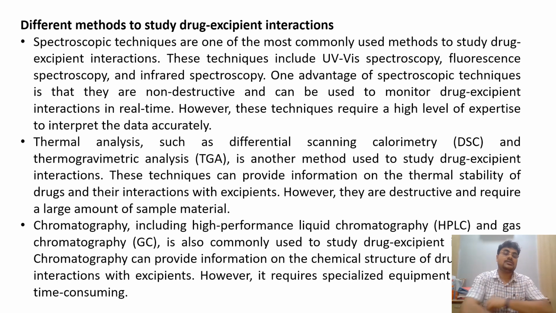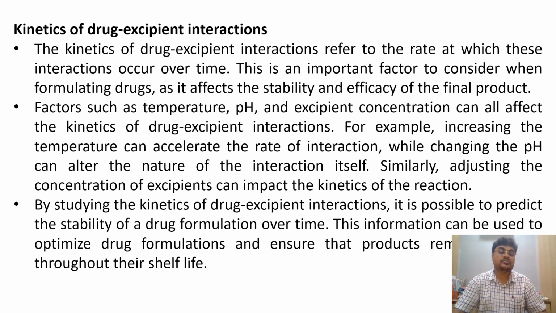Apart from this, there are chromatographic techniques, where we can perform high performance liquid chromatography, HPLC, and gas chromatography. On this basis we can identify what type of chemical structure forms, and whether there is formation of any new moieties or not. If there is not, then we can consider it to be stable in nature.